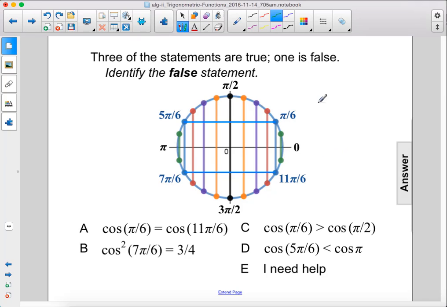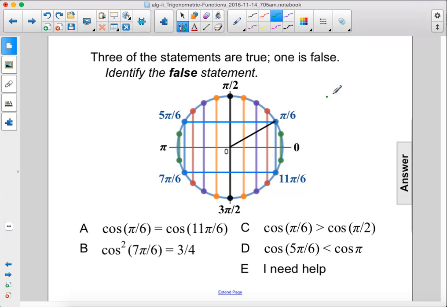Three of the statements are true, one is false. Identify the false statement. Cosine of pi over 6 equals cosine of 11 pi over 6. All right, so the cosine of pi over 6 is the square root of 3 over 2.